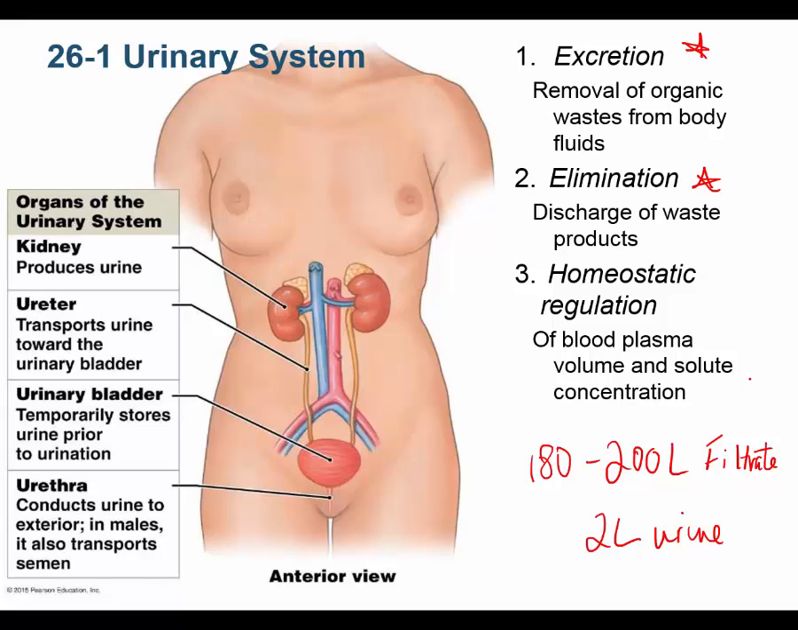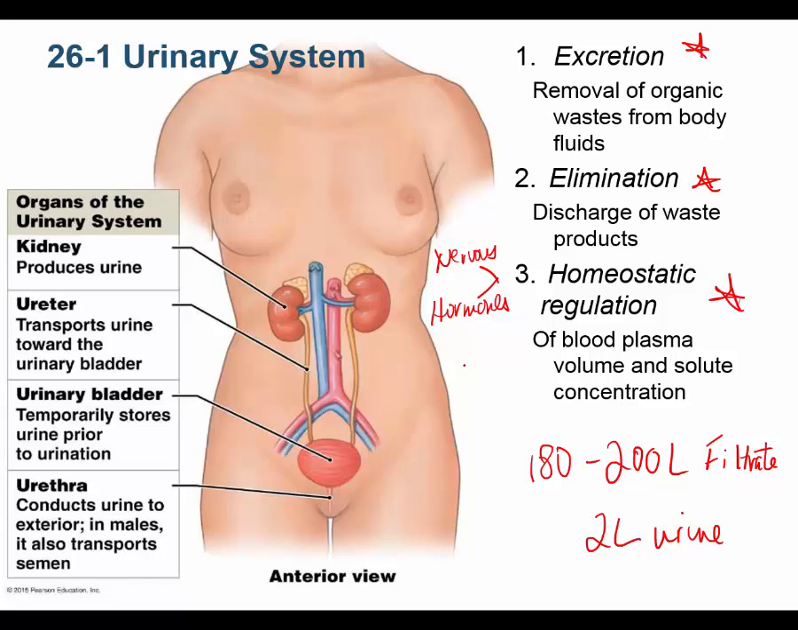But the elimination is getting it out of the body. That's urinating. And then we have this whole homeostatic regulatory process that we're going to talk about. It's going to be partly nervous system. It's going to be hormones, and yeah, that's about it. Nervous system and hormones.